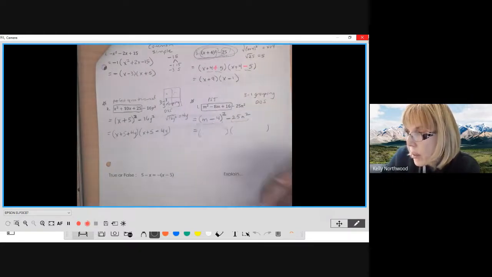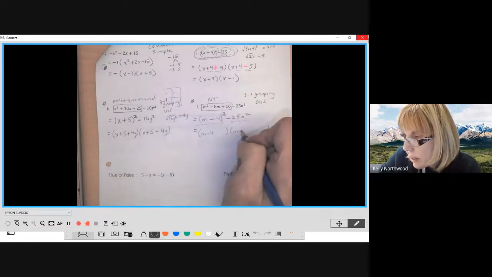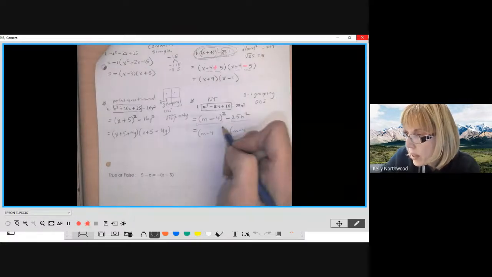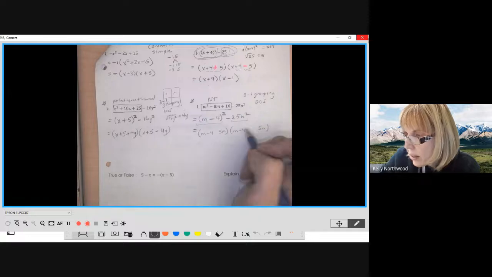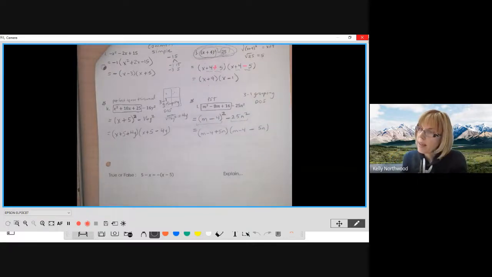The square root of m minus 4 squared is m minus 4, goes at the front of each bracket. The square root of 25n squared is 5n, goes at the end of each bracket. Plus in one, minus in the other. And again, none of them are like terms, so you'd be done the question.